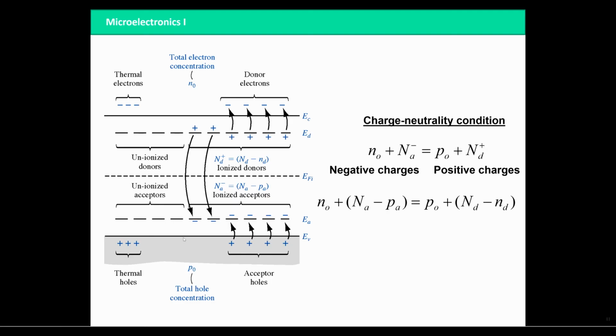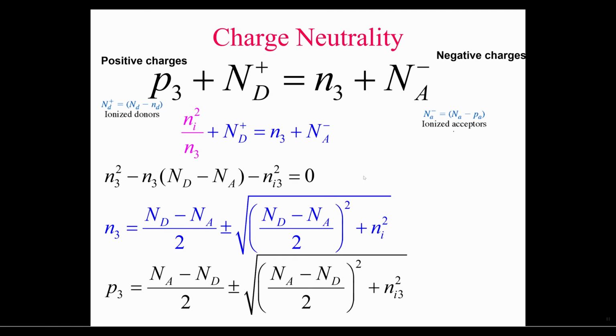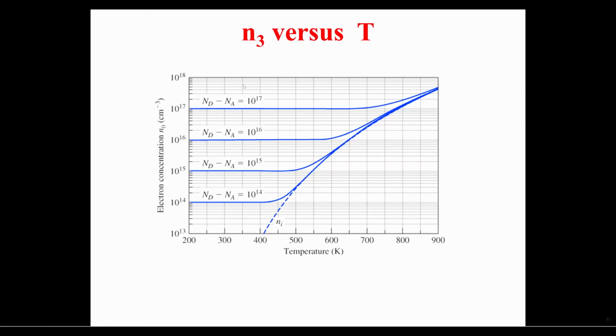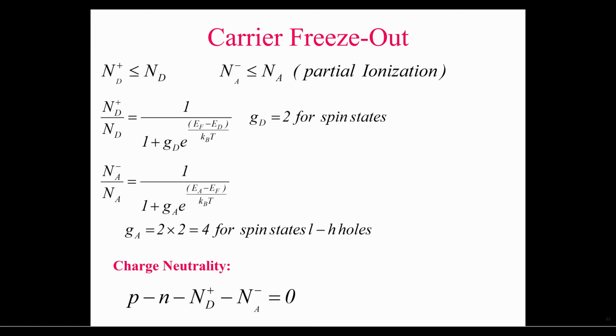Just want to show you what the electron concentration is. N0 stands for what, P0 stands for what, ionized acceptor. So if you look back at your Neamen's book, you can try to read it to refresh your memory. These are the charge neutrality approximations. What is freeze out?